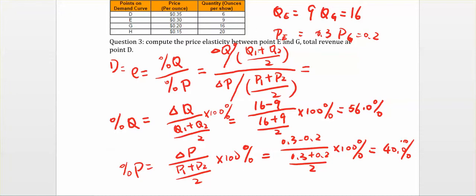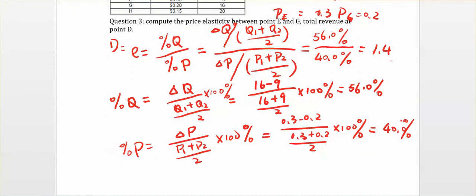Now we have the numerator and the denominator for the elasticity. What we will do next is plug in the data. The percentage change of the quantity is 56%, and the denominator is 40%. Then you use a calculator, and you should get 1.4. The 1.4 means the elasticity is larger than 1, so that means this good is a luxury good. Okay, so that is the first part of the question.